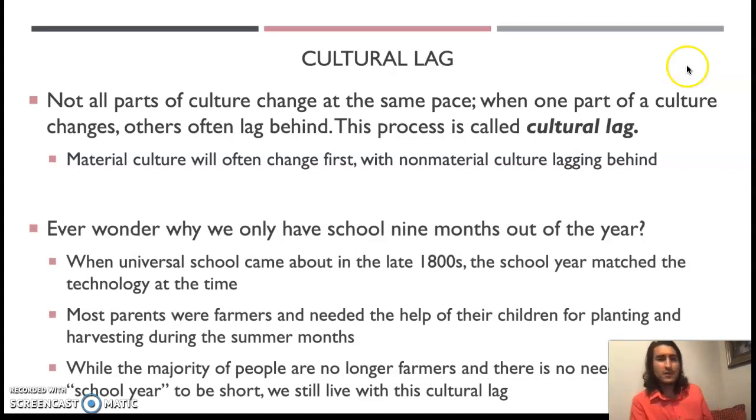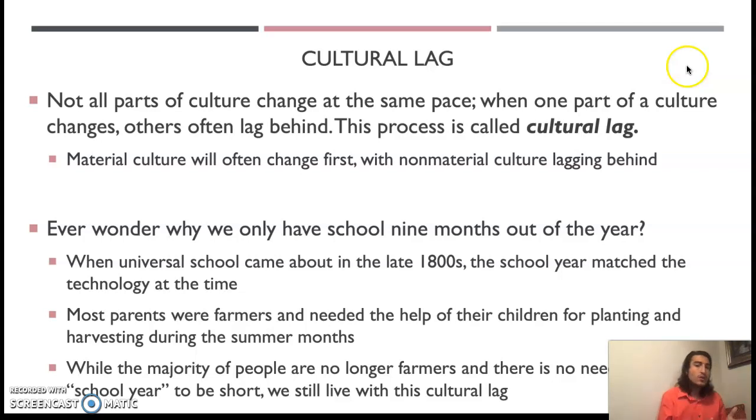Have you ever wondered why we only go to school 9 months out of the year and still have summers off? Right? That's not just a coincidence. That's actually a result of cultural lag. So when universal school came about in the 1800s, right, again around the time of the Industrial Revolution, which spurred the field of sociology in the first place, right? But in the 1800s, the school year was designed to match the technology that was available at the time. So most parents in the 1800s were still working as farming and agricultural societies. And in the summer months, that was the busy time of the year for planting and harvesting crops, they still needed the help of their school-aged children.